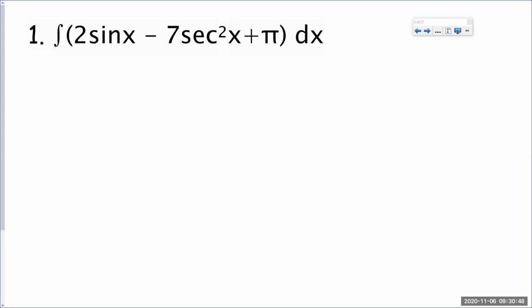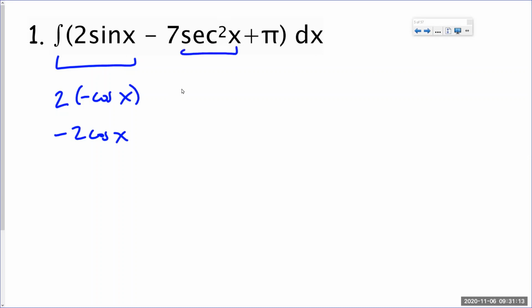I knew it. Okay, so what we're going to do is the integral of 2 sine x first. What's the integral of 2 sine x? Okay, minus cosine. So you can pull out the 2, it's like a scalar, times minus cosine x, which really is just negative 2 cosine x. All right. What's the integral of negative 7 secant squared x? Tangent x, right? The negative 7 is like a scalar, so you can pull it out. So this will be negative 7 tangent x.